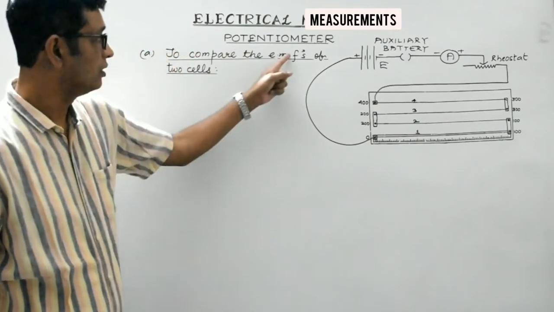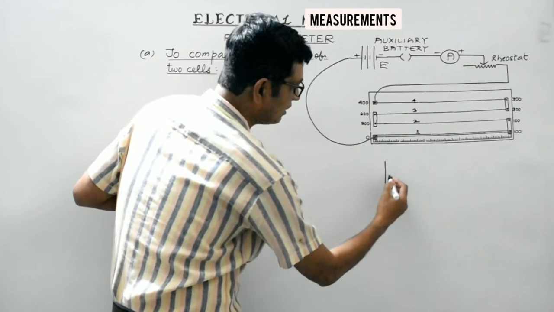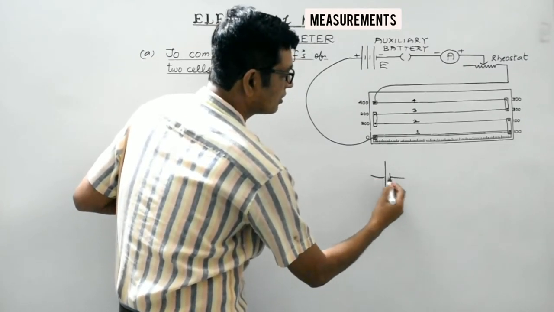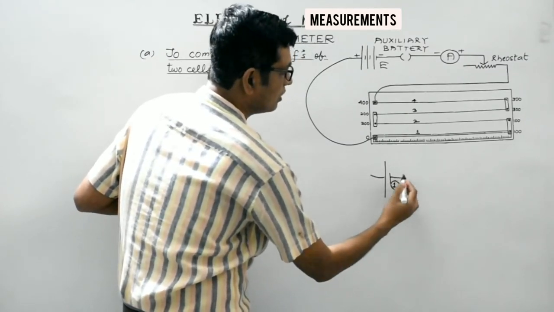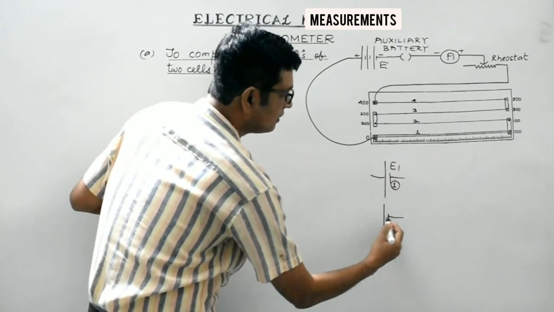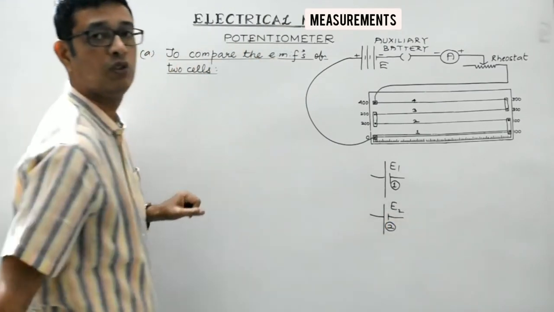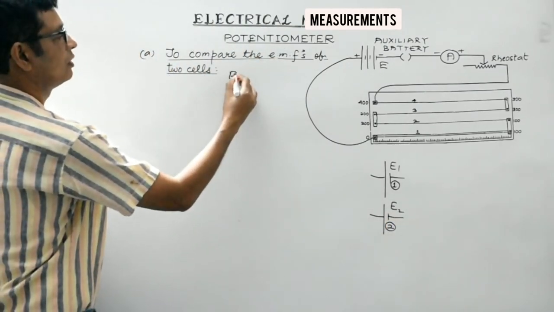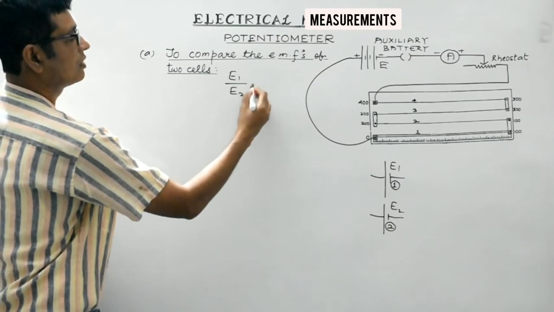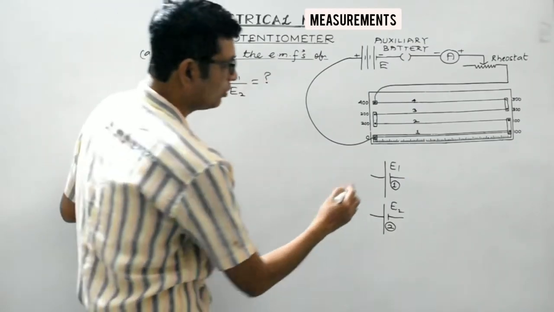Now, the two cells whose EMFs are to be compared, they are to be connected in this order. This is the first cell, suppose having EMF E1, and this is suppose the second cell having EMF E2. So our objective is to compare their EMFs. This is our objective, to find E1 by E2. So these are to be connected like this.